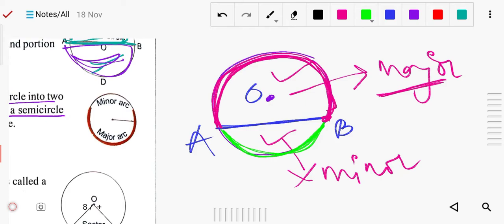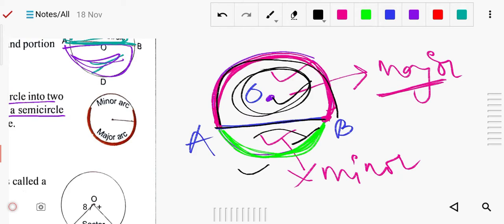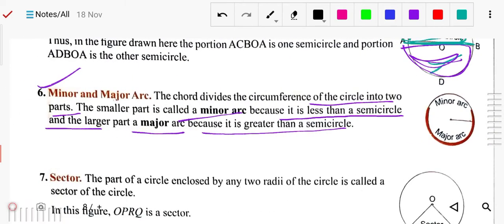The minor arc is less than the semicircle, and the major arc is greater than the semicircle, that's why they are called the major arc and minor arc. Simply, the circle is divided by the chord AB into two parts. This part is called the major segment, this is the minor segment, and the boundary of this divided portion is called the arc: this is the major arc, and this is the minor arc. Now next we have the sector.